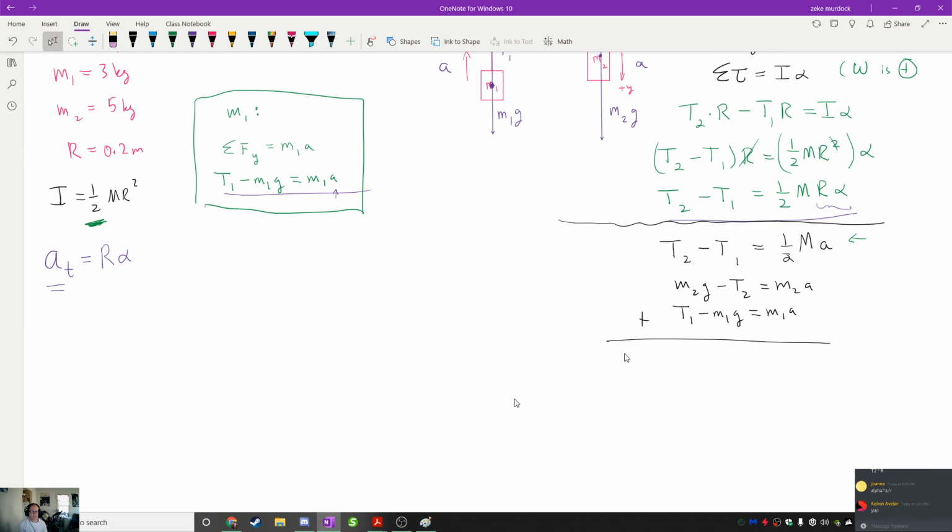Just these three here. And what we'll get is T2 minus T2, which is 0, T1 minus T1, which is 0. We just have m2 minus m1 times g is equal to acceleration multiplied by 1/2 of big M plus little m1 plus little m2. And we can then solve for the acceleration, which is going to be m2 minus m1 times g divided by 1/2 of big M plus m1 plus m2. And that's the answer. We just need to plug in the numbers.